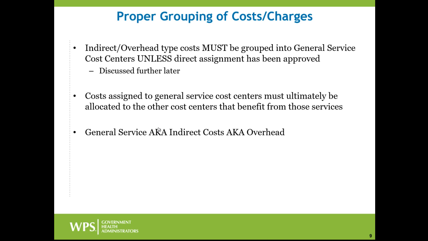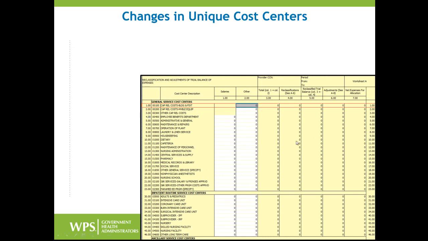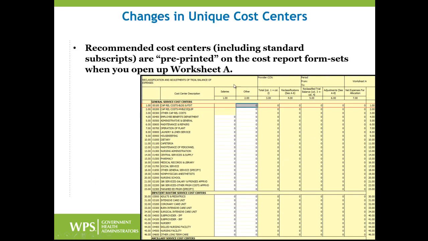Now, when I say the phrase general service, another word for that is indirect costs, overhead costs. These are the types of things we're talking about. And we'll see an example right in this slide. This is a blank Worksheet A. And by default, certain cost centers pop up, whether you're pretty much in the HFS system for a hospital.